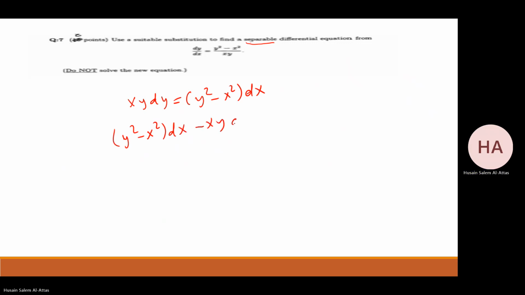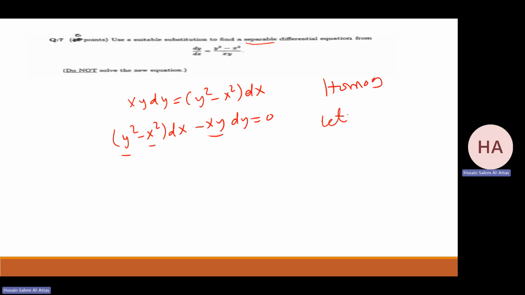Next one uses the substitution to find the separable differential equation from this. So I have x y dy equals y squared minus x squared dx. Very clear it's homogeneous. So it's homogeneous. Do the calculation.